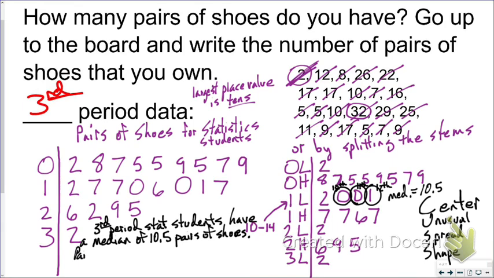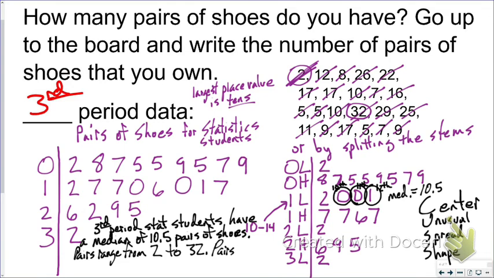Pairs range from 2 to 32. There's our spread. And then lastly, shape.